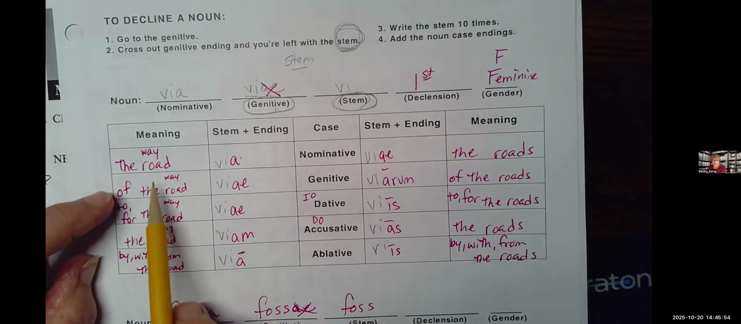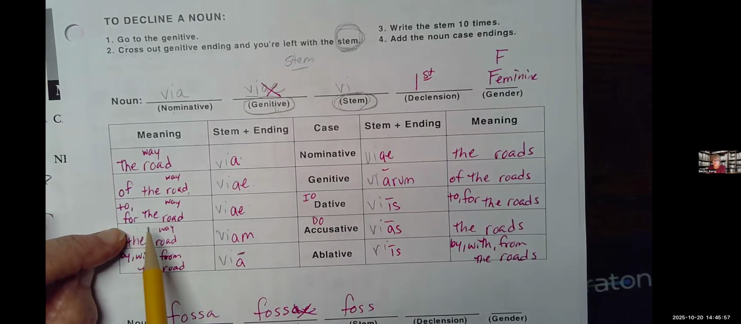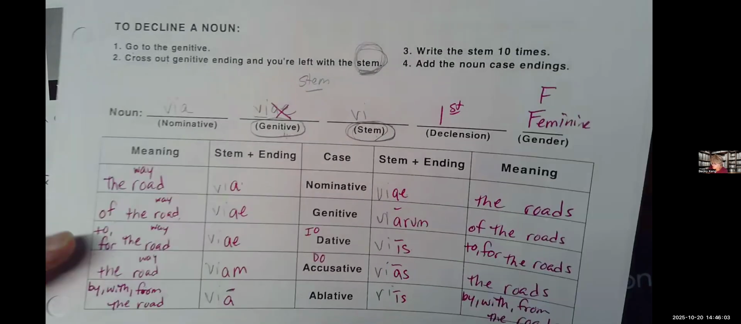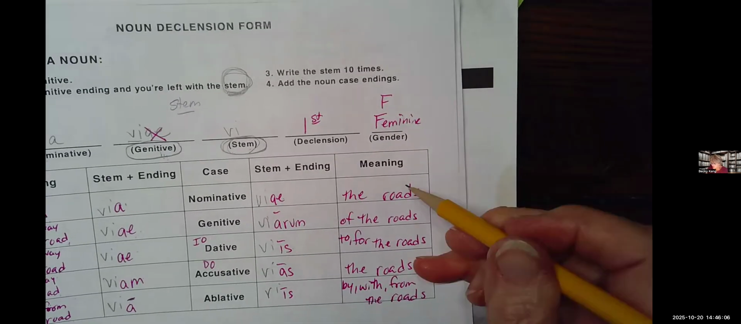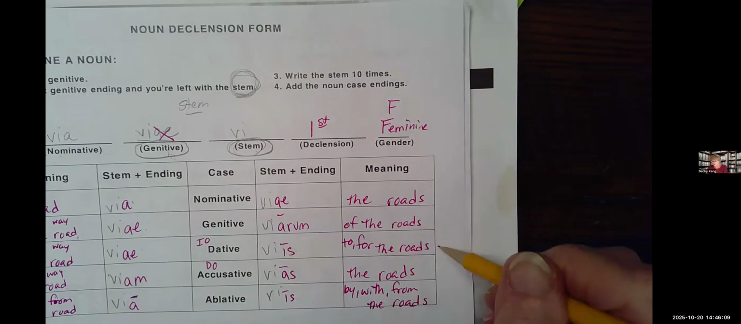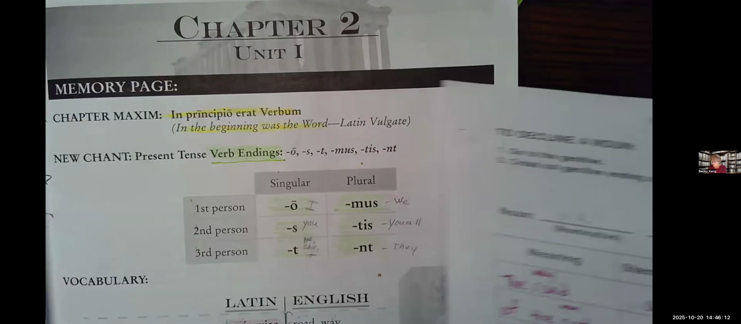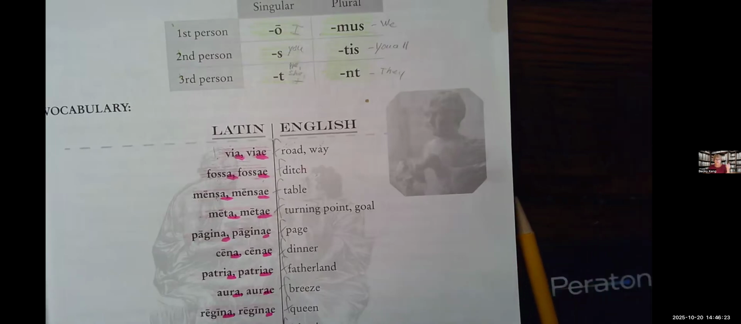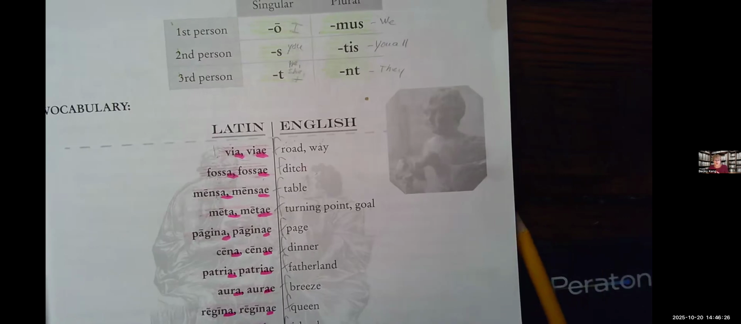The way or the road, of the way or of the road, to or for the way, to or for the road, the way, by, with, from the road. You have a choice. You can use whichever word makes more sense in your translation. And then this is the plural column: the roads, of the roads, to or for the roads, by, with, from the roads. If you decline every one of these words, you will totally know your words. And hopefully from our tic-tac-toe game today, you will know your words. So that's the beginning of what you have to do for your homework, is just memorize your vocabulary. Be really strong in your vocabulary and start learning those endings.